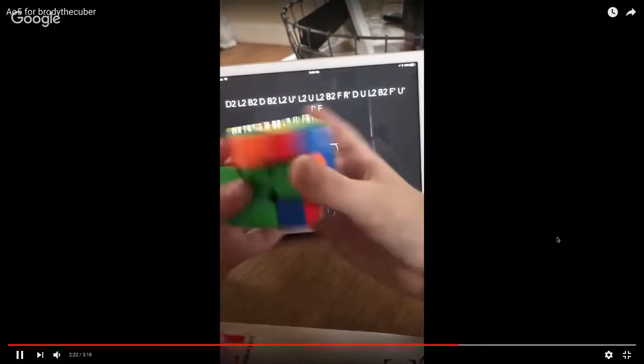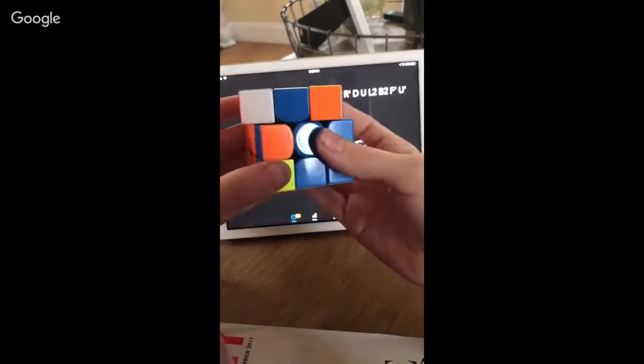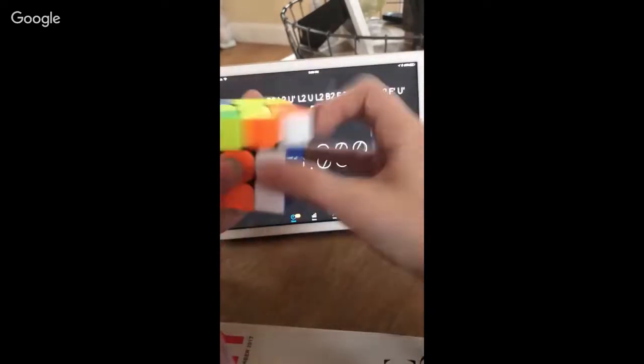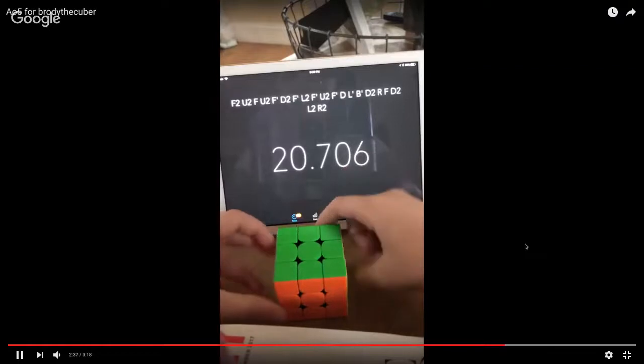And the other thing that I keep seeing is that your cross solutions are always really good. Yeah, I practice cross a bit. Yeah, and that's really nice. Then you get a 20.